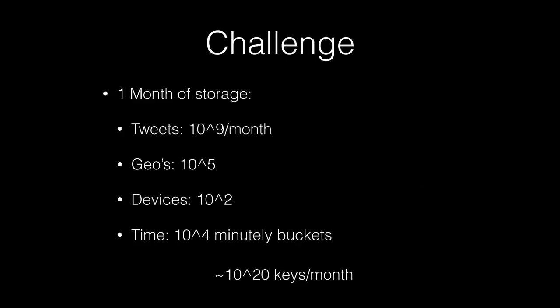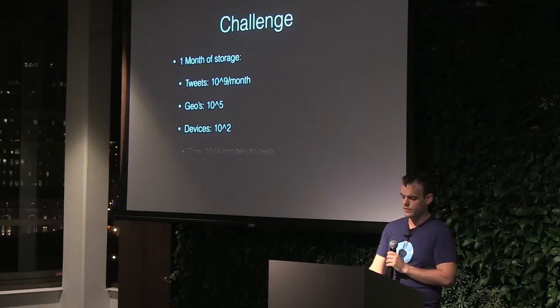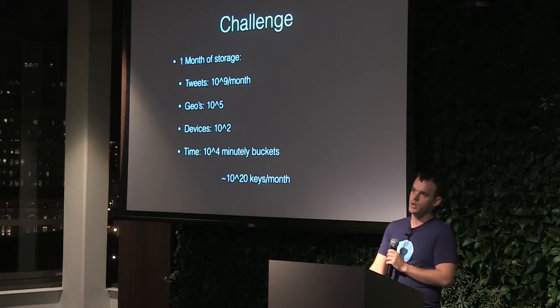When you start working that out for just 1 month of storage, presuming you didn't have to go back too far, you get about 10^9 tweets per month, roughly. You have 10^5 geos, 10^2 devices, only about 100 of those you need to care about, and then 10^4 minutely buckets. So you start getting up to pretty large numbers very quickly, which becomes a pain to store, query, update, and everything else, to do those aggregations and make them accessible. And most of them are not going to be very interesting anyway.